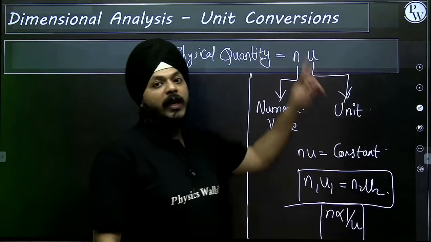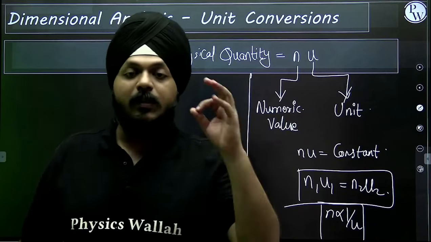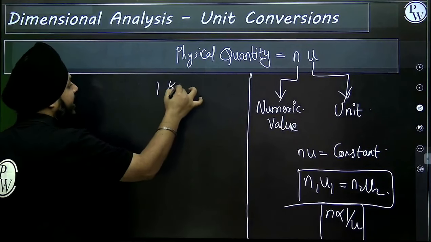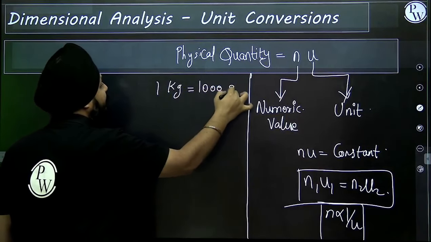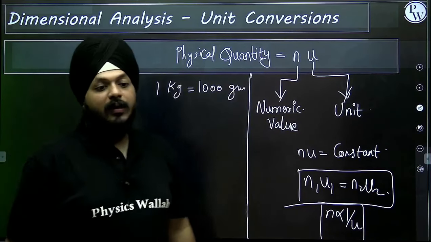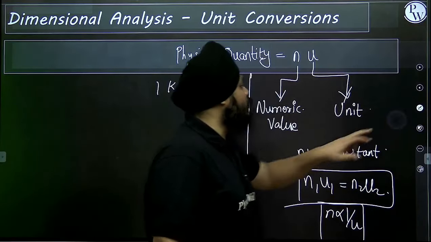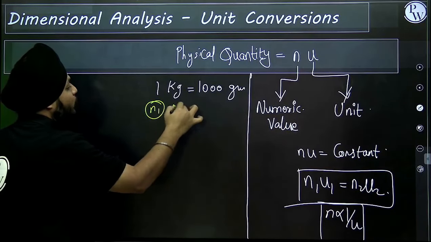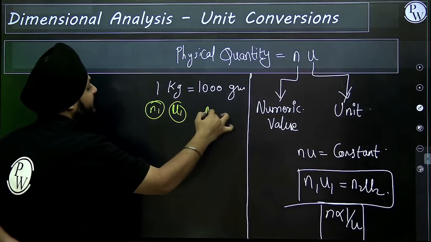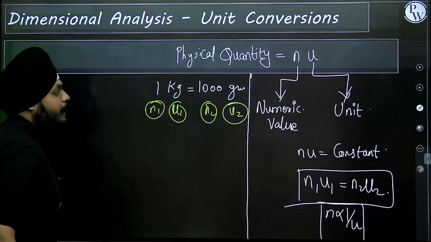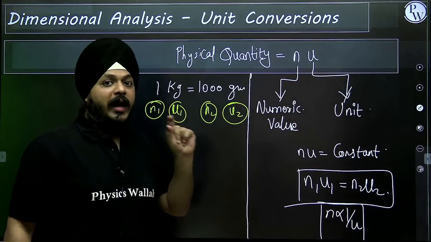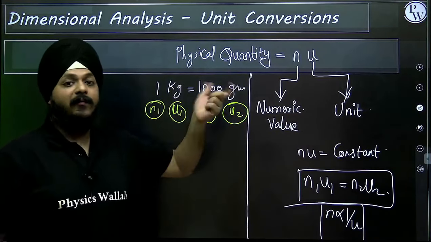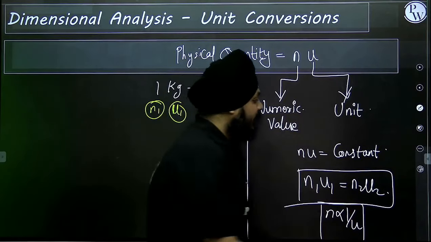This will be the most important formula in unit conversions. See, suppose I write 1 kg, that is equivalent to 1000 gram. So I can say 1 is N1, kg is U1, the first unit, and that is equivalent to N2 and U2. The amount of matter, 1 kg, is the same as 1000 gram. That's why I've written this, and this is also constant.